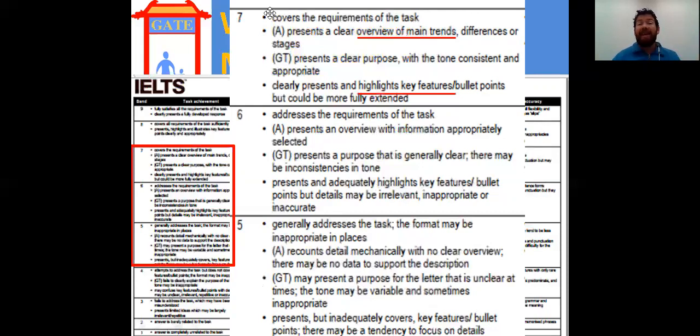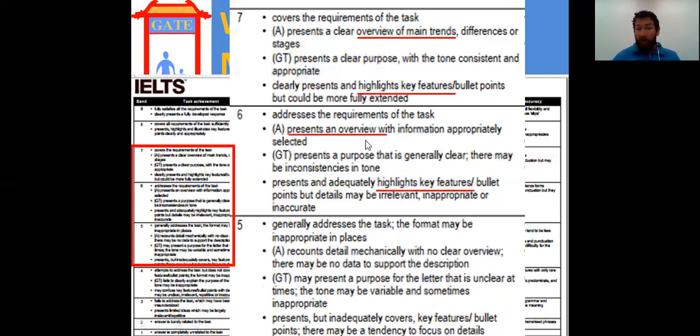So if you want to get a 7, have a look at that sentence there. If you want to get a 7, you need to present a clear overview of the main trends, differences, or stages, but also highlight the key features. Okay, so they're pretty much the same thing, but they're clearly presented. That's where most people probably don't get a 7. It's pretty easy to do these, but to do it clearly is the thing that stops people going from the 6 to a 7.